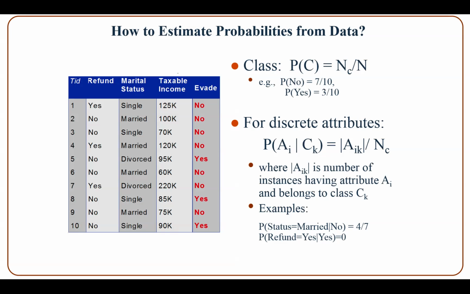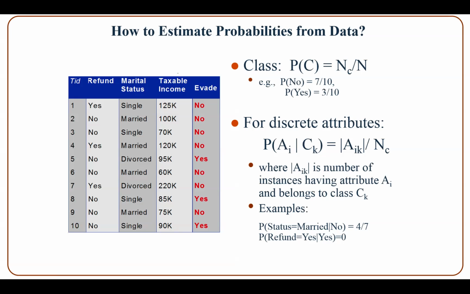This slide shows an example of how to estimate probabilities from data. Looking at the class information, you can see that the probability of no is equal to 7 divided by 10. There are 7 records with no, and the total is 10. And similarly, the probability of yes is equal to 3 divided by 10 because there are 3 records with yes, and the total is 10.